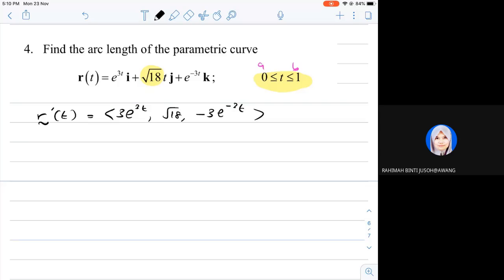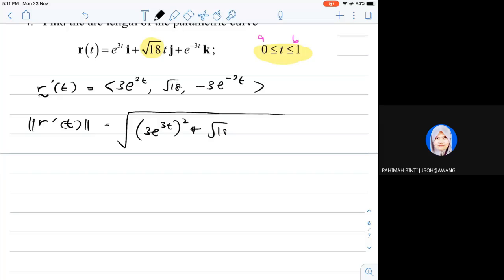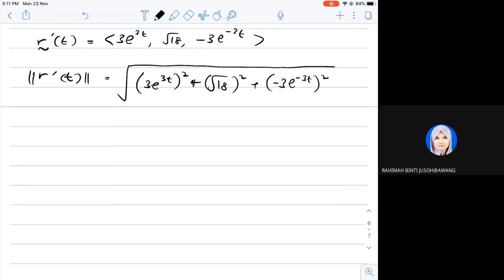Yes, like this. Okay. So next, what you should do is find the magnitude of r prime t. Yes, good. The magnitude of r prime t is the square root of (3e^(3t)) squared plus (square root 18) squared plus (negative 3e^(-3t)) squared, like this. Okay, so let us expand this one. We have 9e^(6t), right? Plus square root 18 squared becomes 18, plus 9e^(-6t), all under the square root.